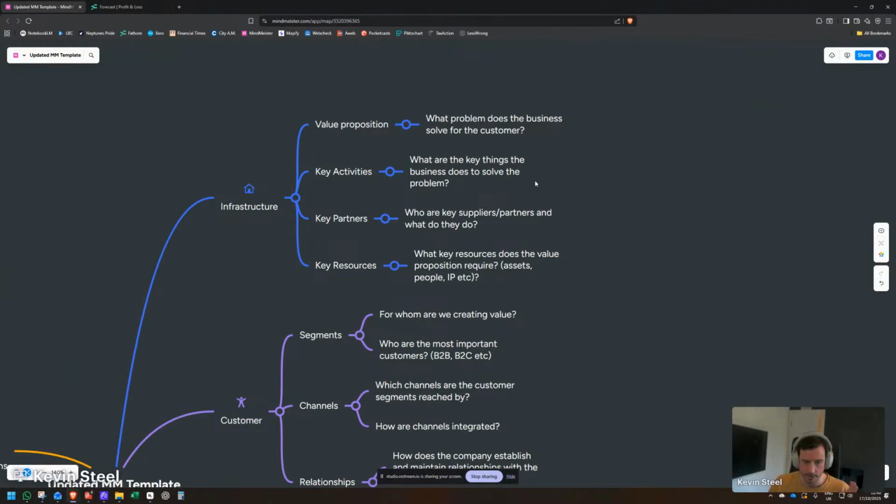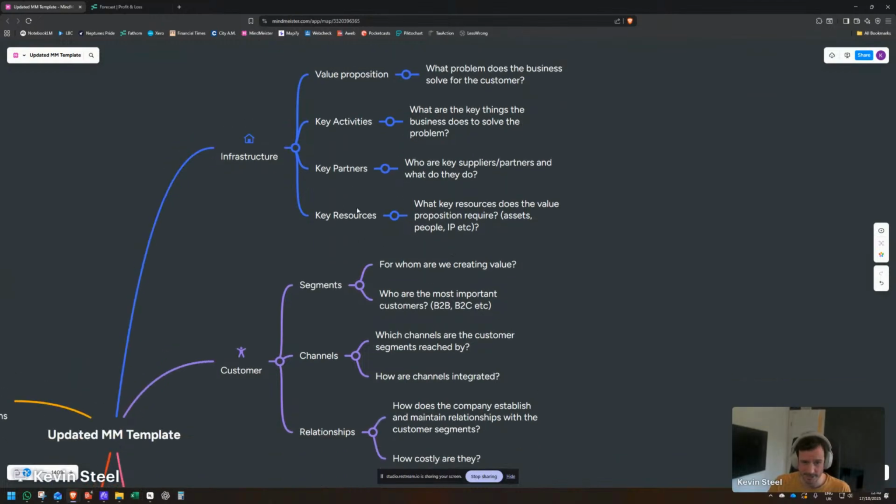The key activities. What does a business actually need to do? What are the key things a business does to solve that problem? The key partners. Who are the key suppliers and partners for the business, and what do they do? And what are the key resources this business requires? Is it assets? Is it people? Is it intellectual property? That kind of thing.